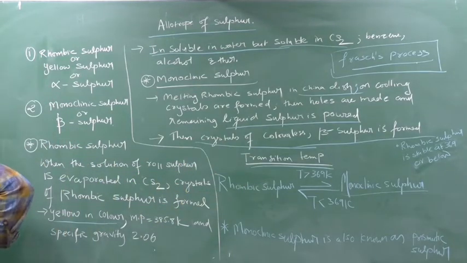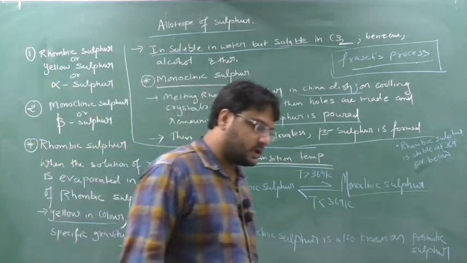Write down. Monoclinic sulfur is stable at temperatures higher than 369 Kelvin, but changes to rhombic sulfur at temperatures below 369 Kelvin. On the other hand, rhombic sulfur is stable at temperatures below 369 Kelvin, but changes to monoclinic sulfur at temperatures above it.